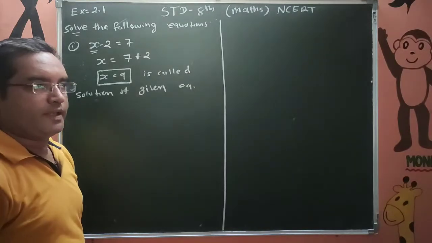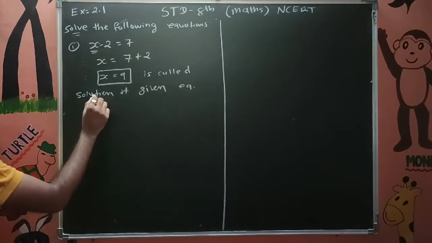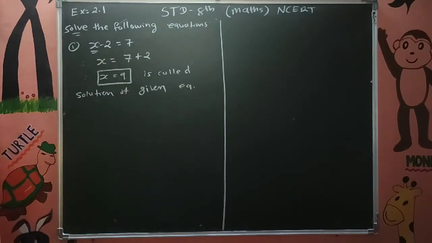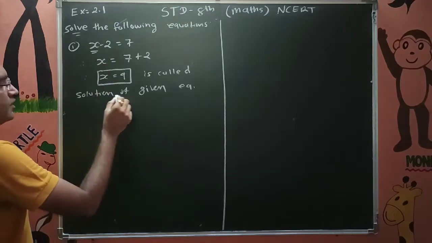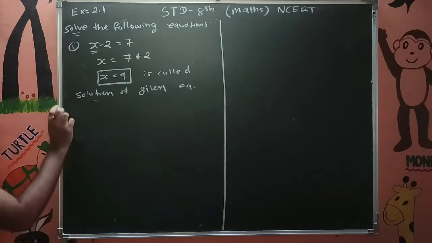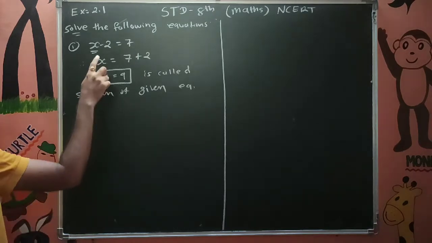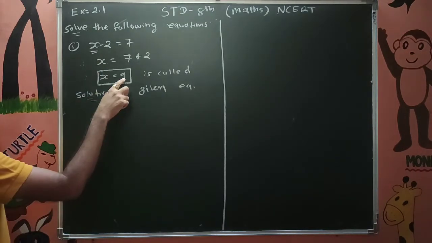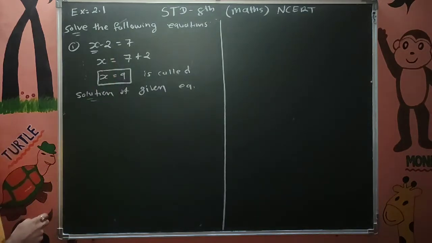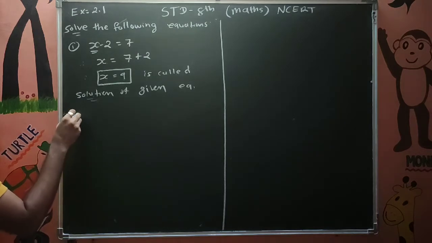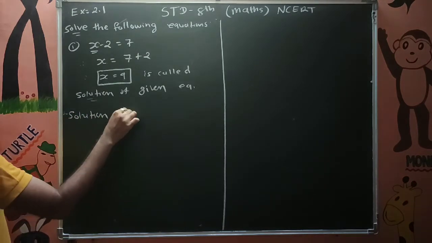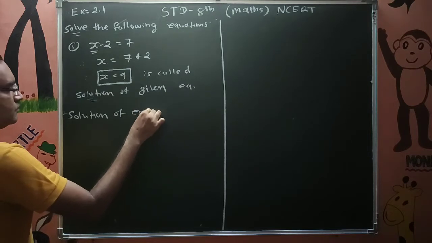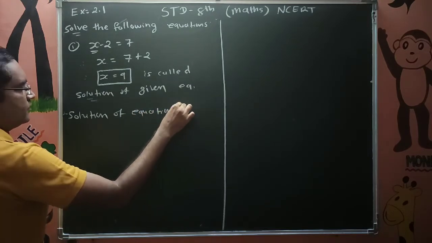Now students, next question is why it is called the solution of this given equation. This is not part of the question, but here you have to study why it is called a solution. What is the meaning of solution? Solution of the equation means the value of the variable for which the given equation is satisfied. Done? What is the definition of solution?